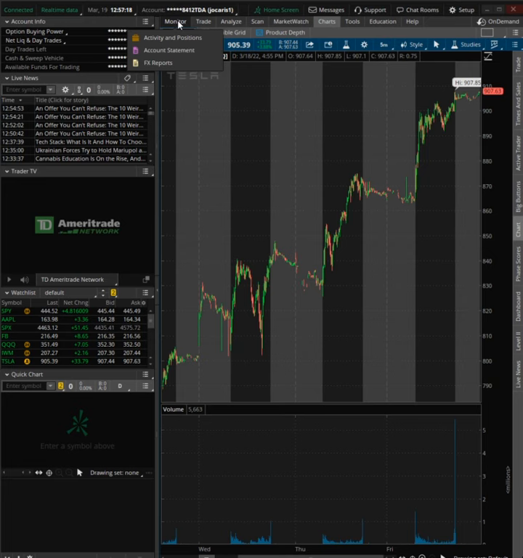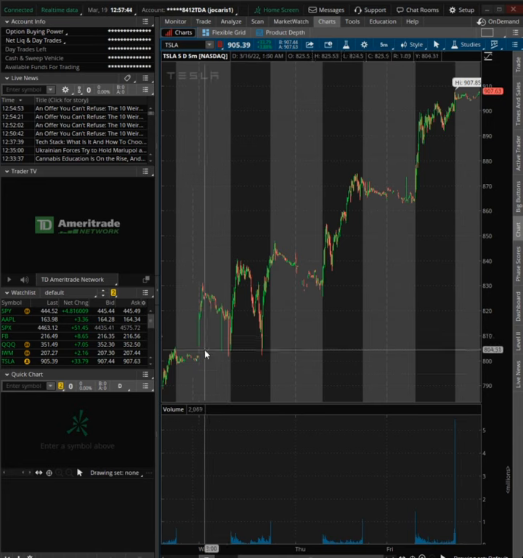So as you can see at the top, you have these different tabs. You have the monitor, trade, analyze, scan, market watch, charts, tools, education, and help. Right now we are in the chart, and as you can see right here, this is where you put the actual ticker symbol, and we're looking at Tesla. As of the time of this video, it is trading at $905 a share.